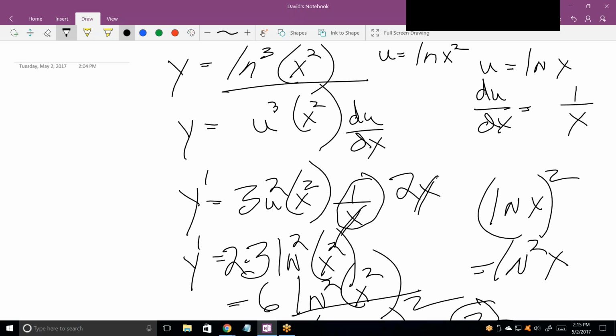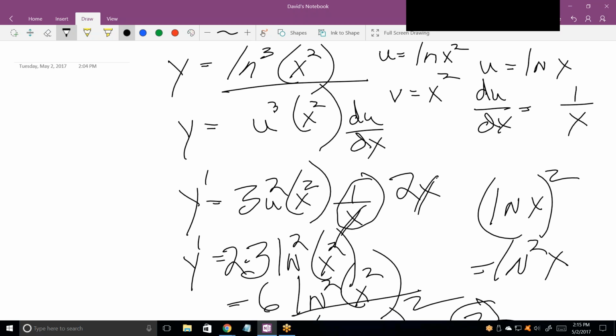Okay. Now the reason I'm going to let u be that is because then y is equal to u cubed. Then I have another application of the chain rule, and let's call that v. v is going to be equal to x squared.